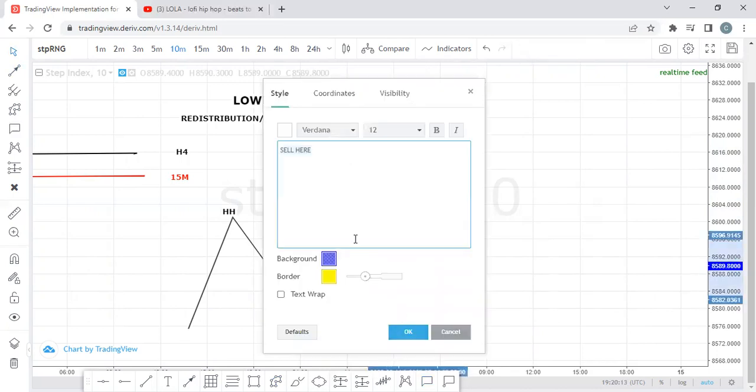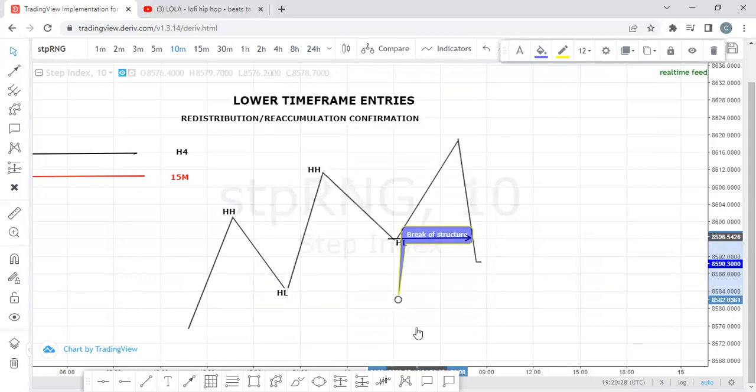You can call this BOS, or just a change of character, a break of structure. So I have our break of structure at this point here. I'll call it our break of structure at this point here. You can bring this here to highlight that there was a break of structure at this point.